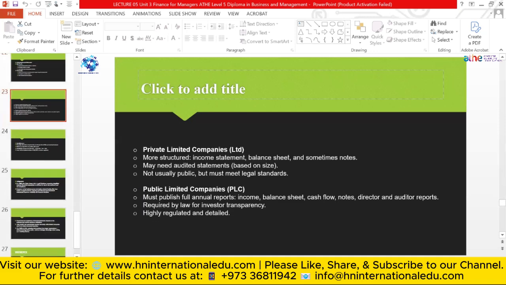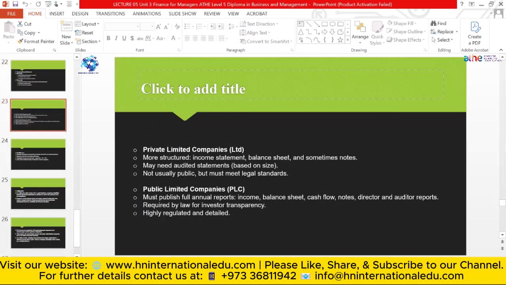Then come private limited companies, more structured: income statement, balance sheet, and sometimes the notes as well, and the cash flow too. With that, we need to audit the statements based on the size of your statements. Not usually public, but must meet the legal standards, which are the obligations and regulations by the government.